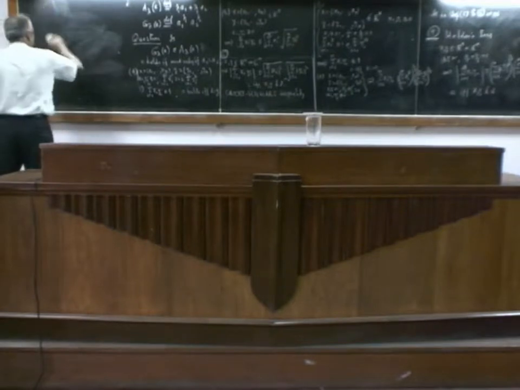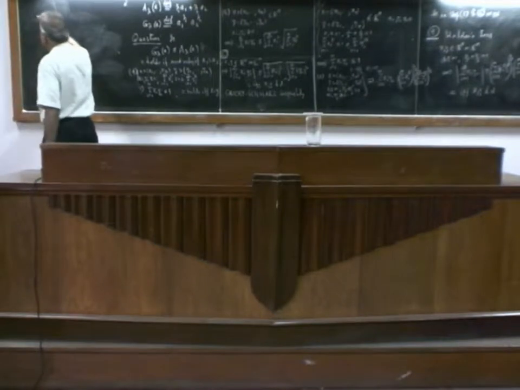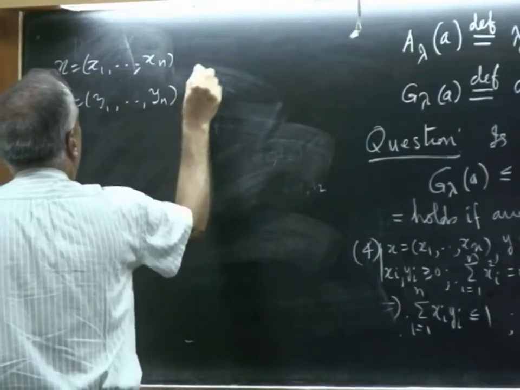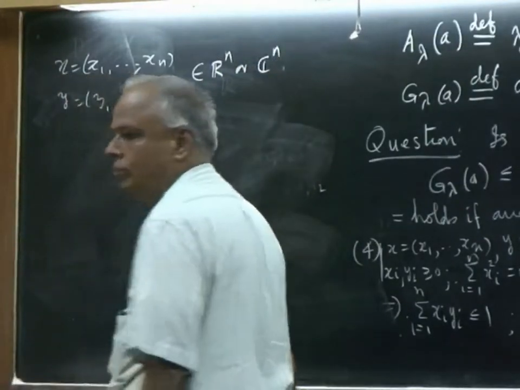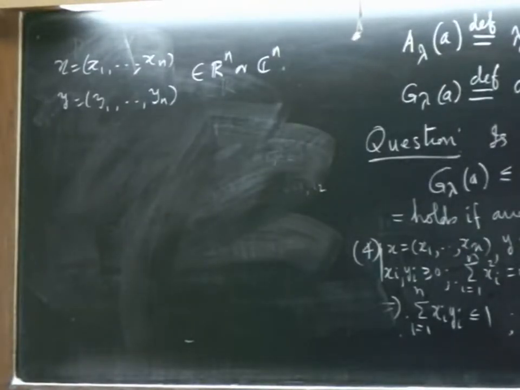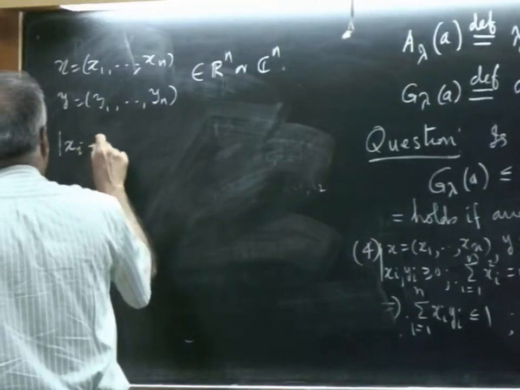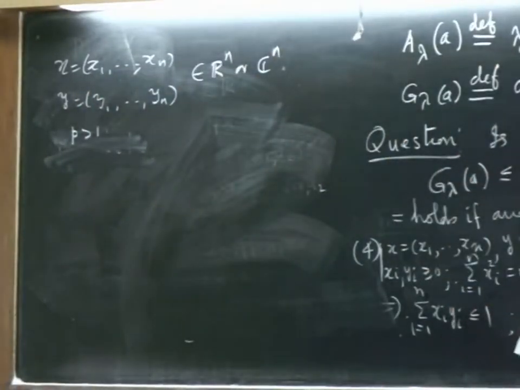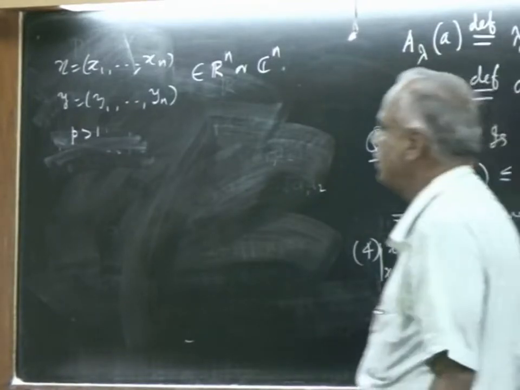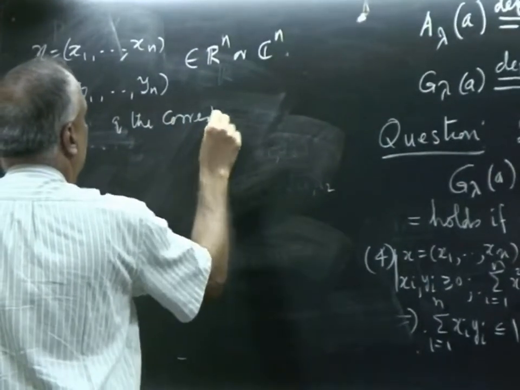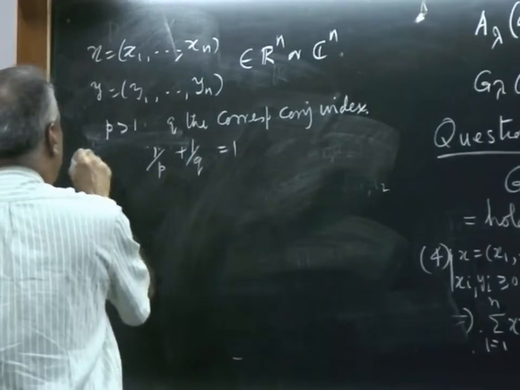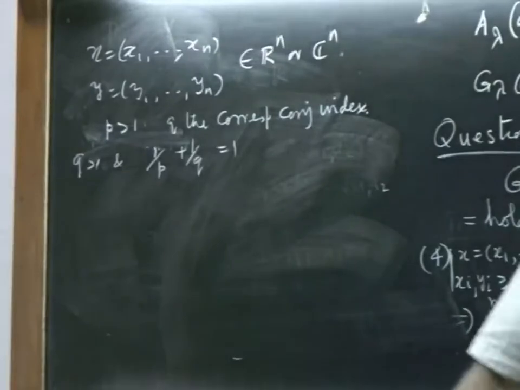And this is called the Minkowski's inequality. Again I am going to look at x equal to x1, ..., xn, y equal to y1, y2, ..., yn, all in Rn or Cn. Take any two vectors with n components; the components can be complex. Once again let us take p to be greater than 1 and q the corresponding conjugate index. What does that mean? 1 over p plus 1 over q is equal to 1, and q is greater than 1.